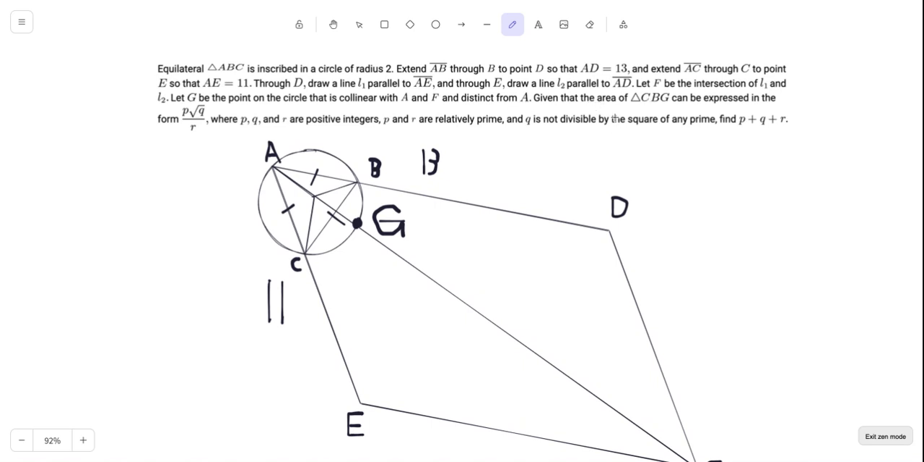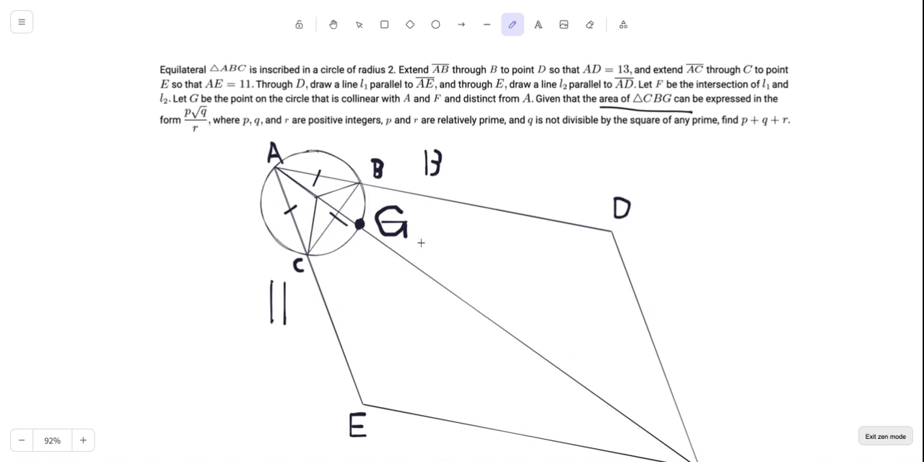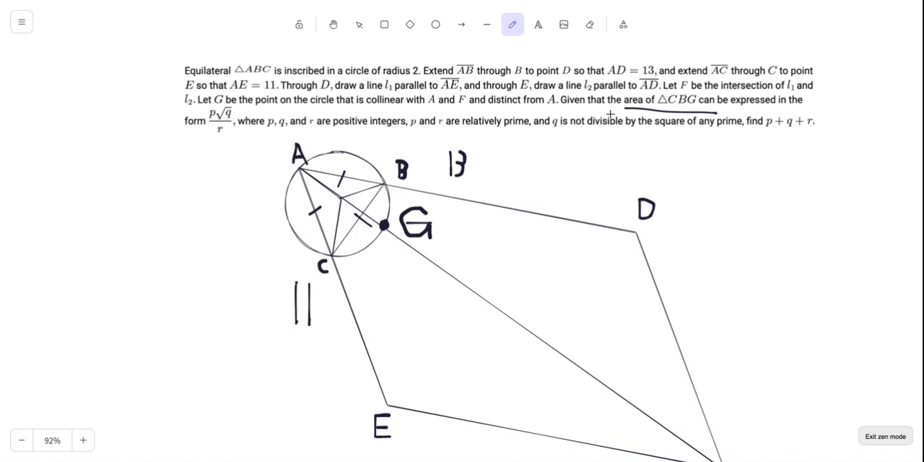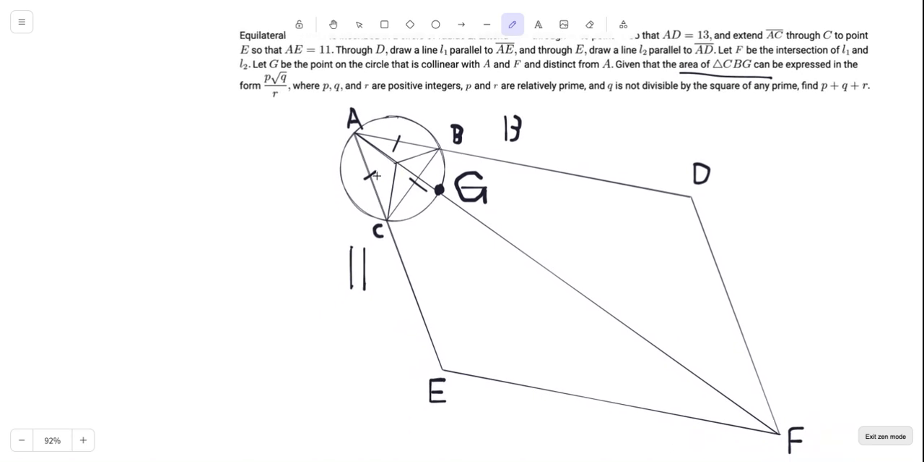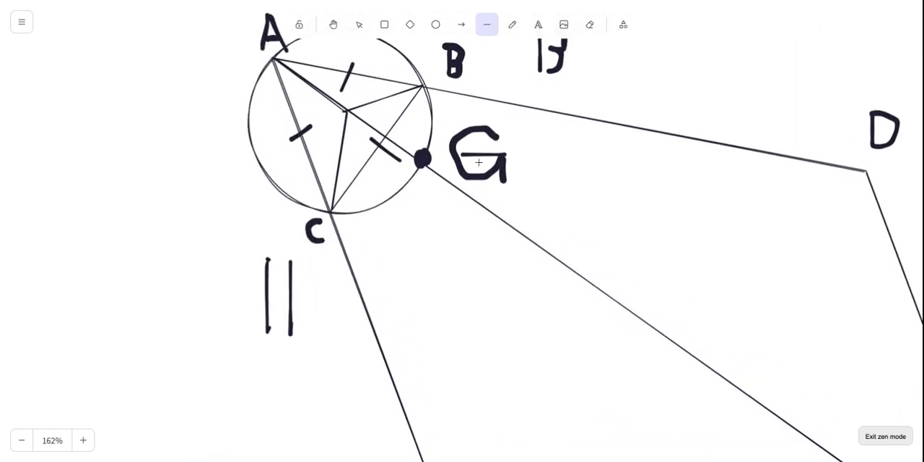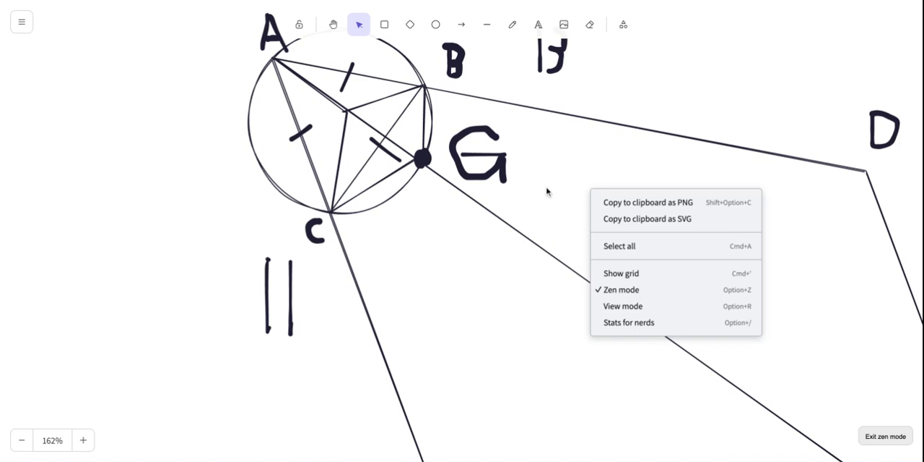Given that the area of triangle CBG is some value, we have to basically find the area of triangle CBG. So the area of triangle CBG is over here, this triangle. The triangle seems very hard to find apparently because we have very little information on G. Actually, no specific information on G.